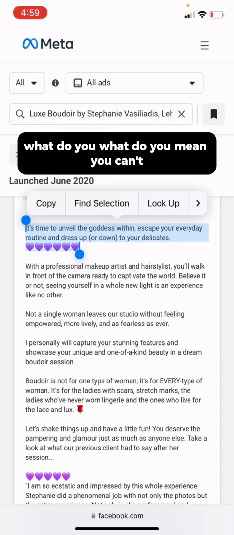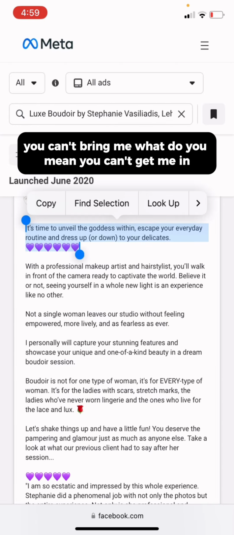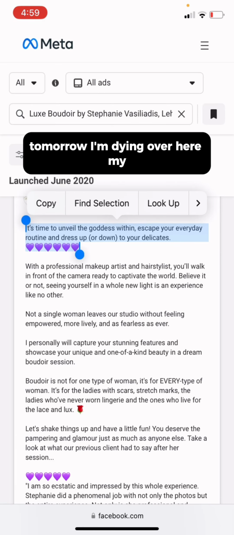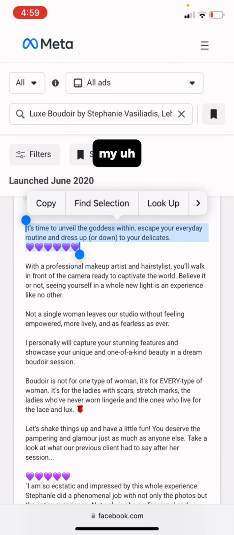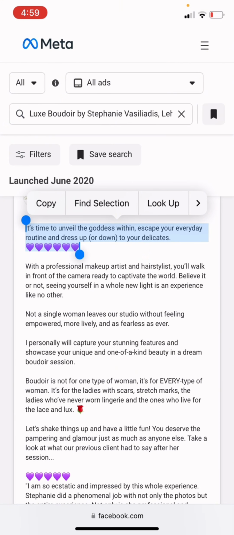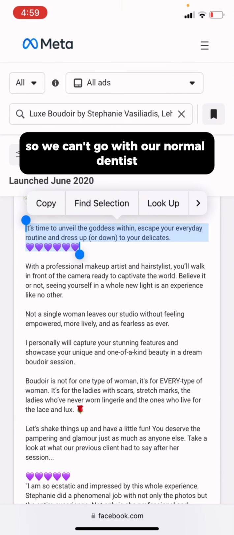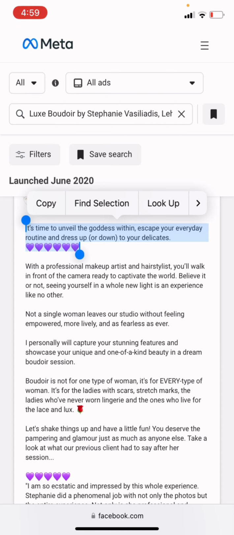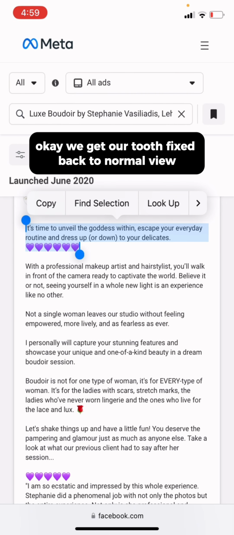What do you mean you can't get me in tomorrow? I'm dying over here. My tooth's killing me. Probably won't be able to sleep tonight. So we can't go with our normal dentist. We've got to go with another dentist. And okay, we get our tooth fixed back to normal.